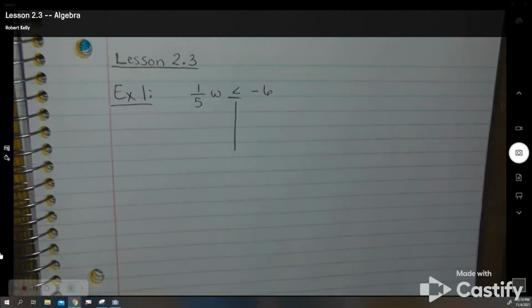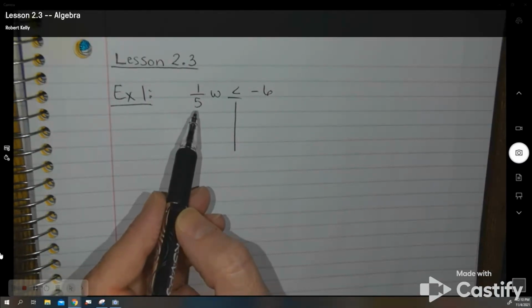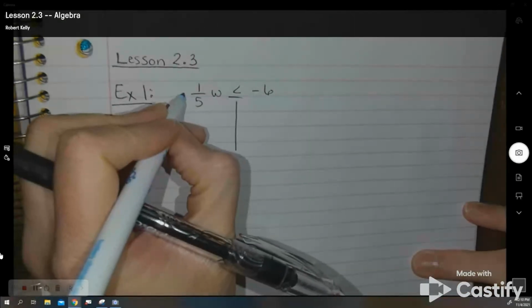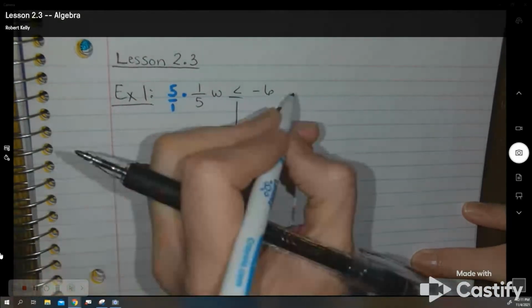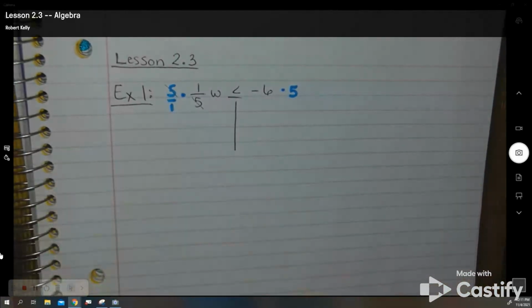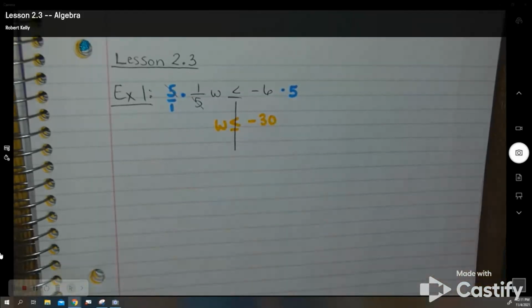As we start to solve this, just like when we had equations, if we have multiplication to start, we're going to divide to solve. This one, because it is a fraction that we're trying to undo the multiplication for, we have to divide by 1/5. But when we divide by fractions, remember, we keep change flip. So I'm going to multiply both sides by 5/1, or in this case, I'll just do times 5. So my 5's cross cancel diagonally. So I'm left with W is less than or equal to -6 times 5 is -30.